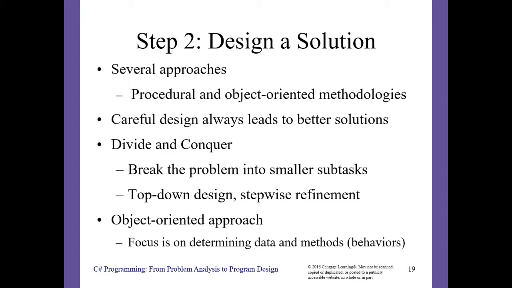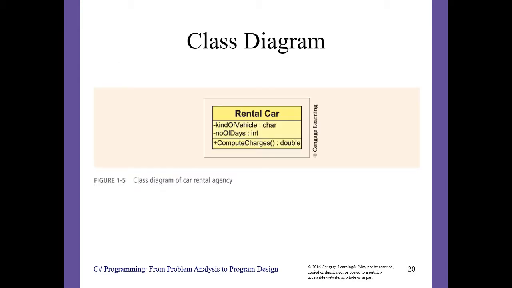Another approach is object-oriented, where we try to figure out which pieces of information constitute objects and what kind of data and actions those objects would have. In our case, we have developed this object called a rental car. The rental car can be illustrated using a class diagram. And this diagram can be shared with others to make sure that we're understanding this problem properly.